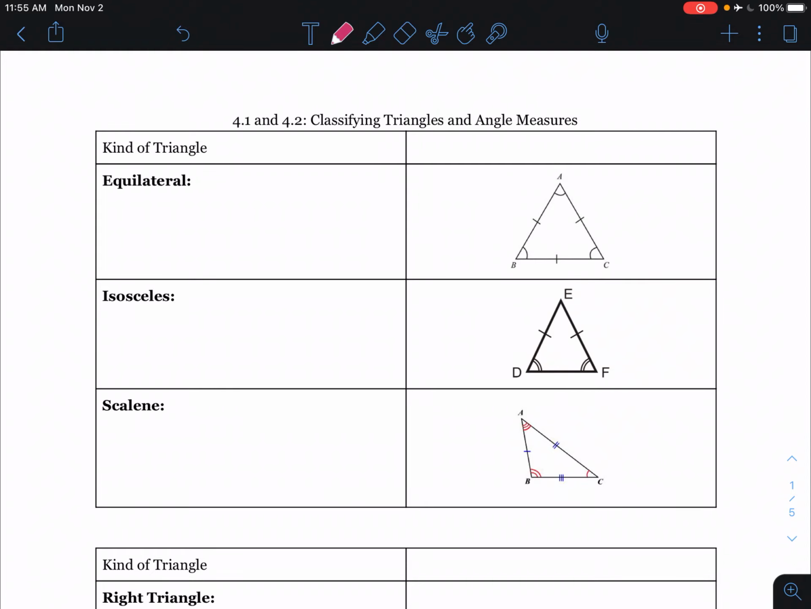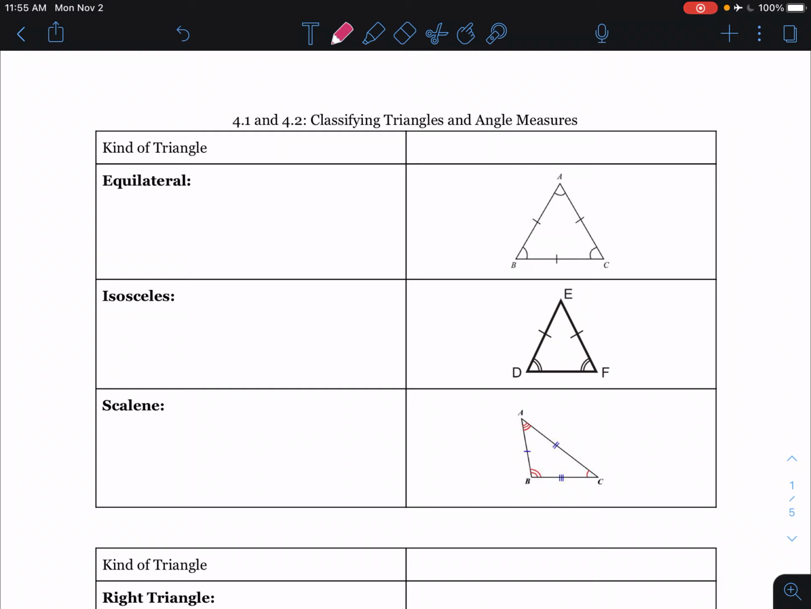So chapter 4 is all about triangles. We're going to start to talk about triangles. And right now we're going to classify triangles. Now there's two different ways to classify triangles. You can classify them by their side lengths and also by their angle measures. So first let's talk about the categories for side length.